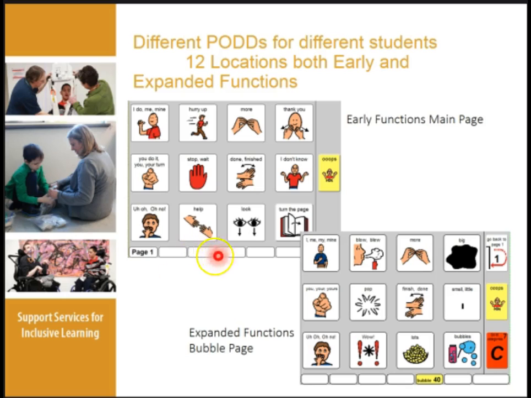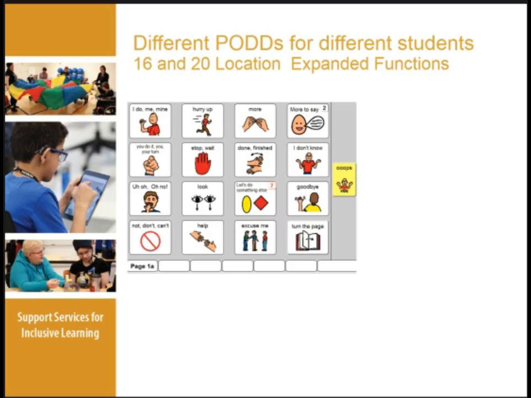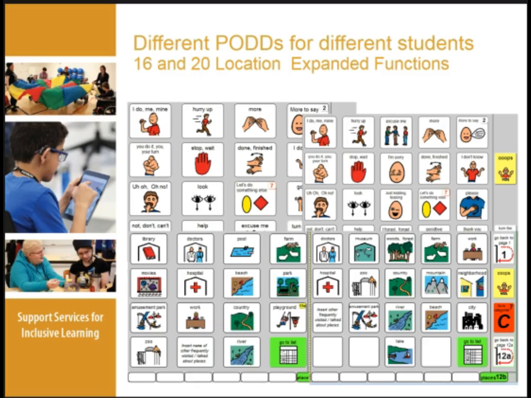We go from a simple message of let's do more using the 12-location Early Functions book to a very specific message, you, blow, more, big, bubbles. You blow more big bubbles, using the 12-location Expanded Functions book. The 16 and 20-location books provide expanded vocabulary for students who require more words while understanding category and topic organization.